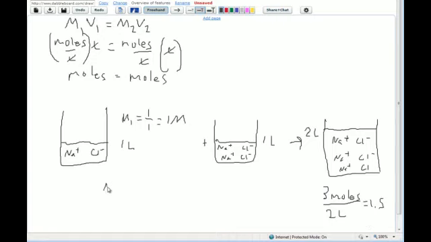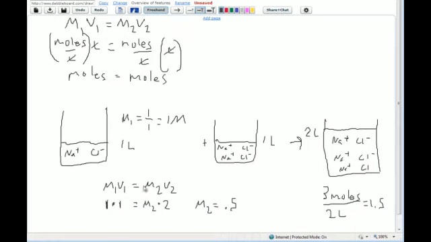Notice what would happen if we tried to use the M1V1 equals M2V2 to solve this problem. Our original molarity is 1, and our original volume was 1. We went to a final volume of 2. Like before, we would calculate a final concentration of 0.5. But by looking at the picture, we should have a concentration of 1.5.